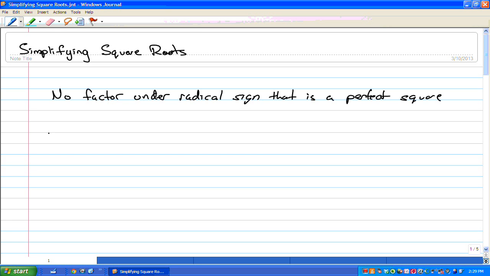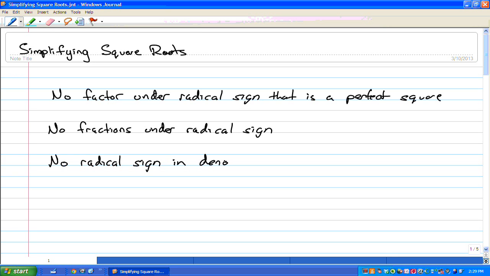The next one, you can have no fractions under the radical sign. And the last one, no radical sign in the denominator of the fraction. So these are the three conditions that must be met in order to ensure that you have a simplified square root. All right, well, the question is, and how do you do that?